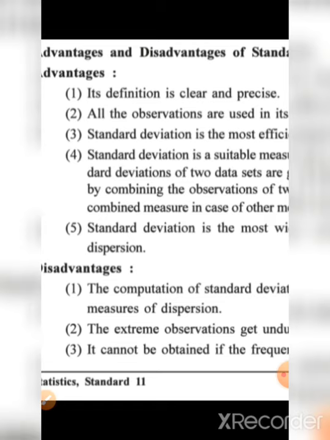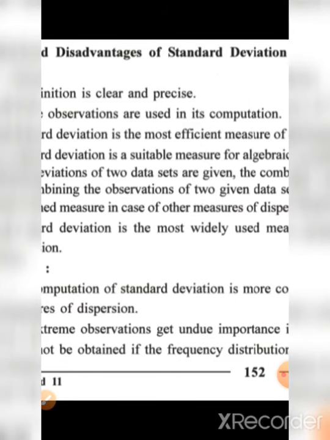Yes, children, we have seen, as you focus and observe the basic formula of standard deviation, you would find that its definition, the way it has been given, is very much clear: you need to find the root of the average of the summation of the square of the dispersion from the mean. That is actually what the standard deviation is. And so its definition is very much clear and precisely given, so that becomes one of the advantages. The second one, you would find that all the observations are used in its computation.